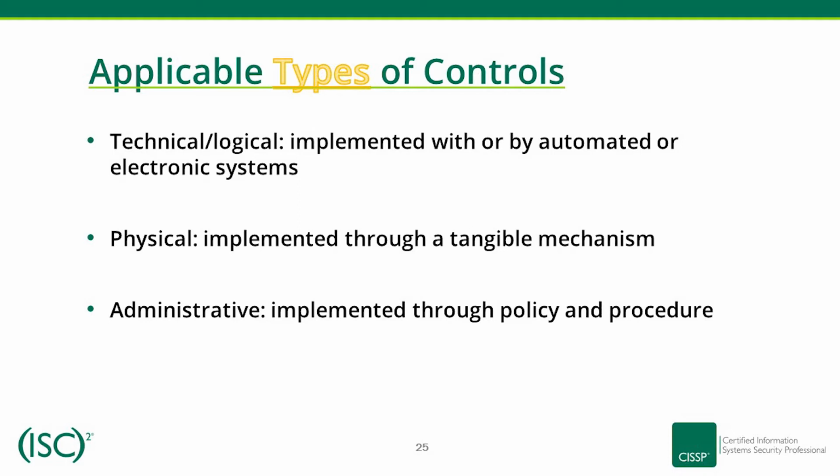Applicable types of controls. Technical/logical, implemented with or by automated or electronic systems. Physical, implemented through a tangible mechanism. Administrative, implemented through policy and procedure.